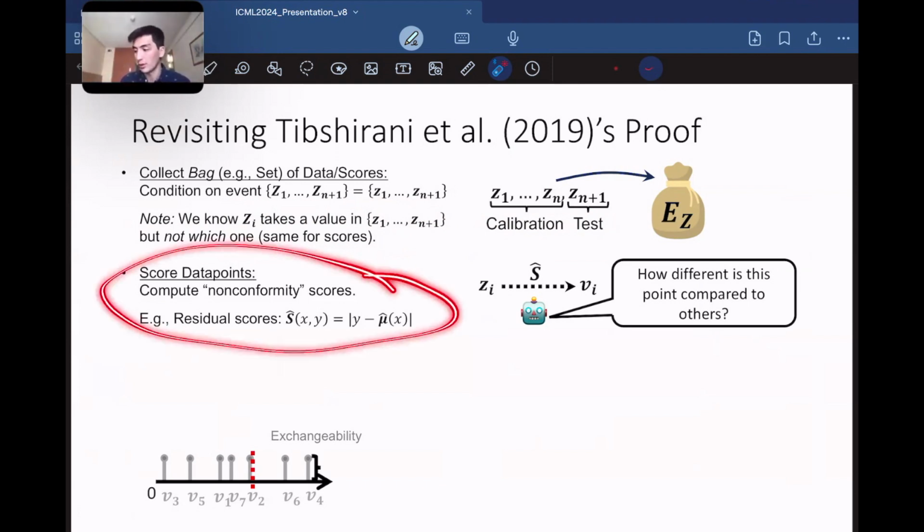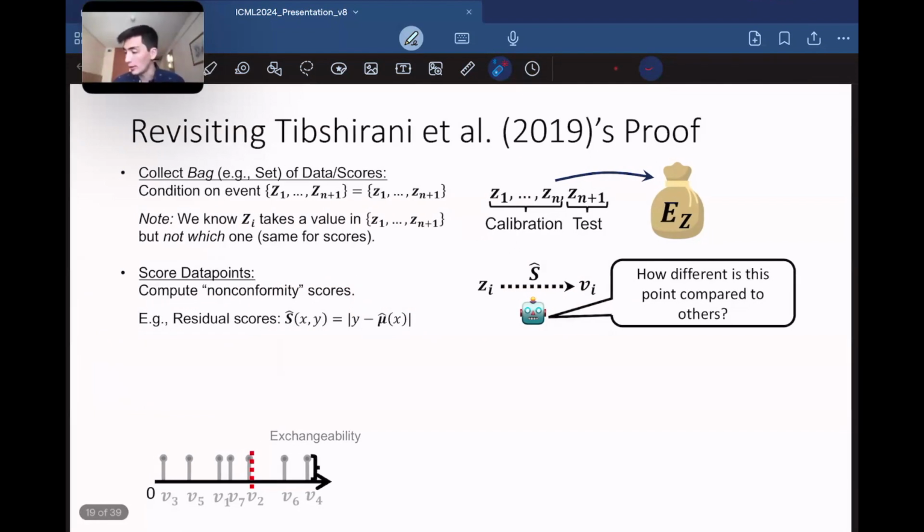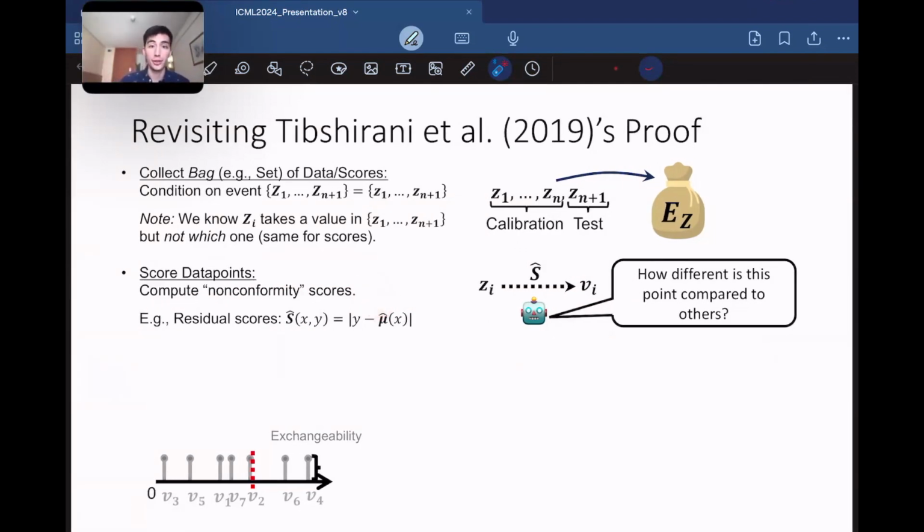Conformal prediction builds or uses what are called non-conformity scores. This is in the initial formulation of conformal prediction, where non-conformity, which is where conformal gets its name, roughly refers to how different this data point is from other examples that we've seen. This is the score function, and it can be fit with some machine learning model. The value V_i represents this strangeness or non-conformity. A common example is residual scores, which you're probably familiar with: the absolute difference between the Y label and some fitted prediction of that label.